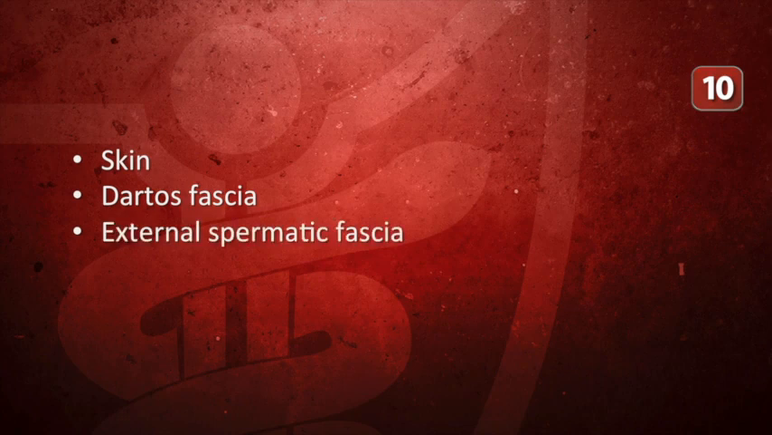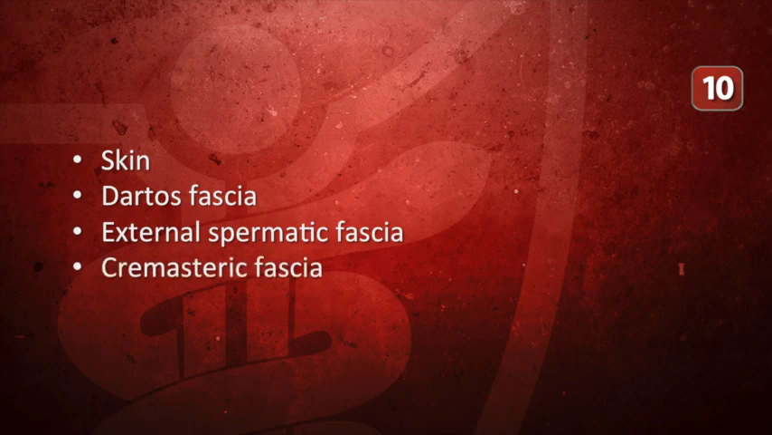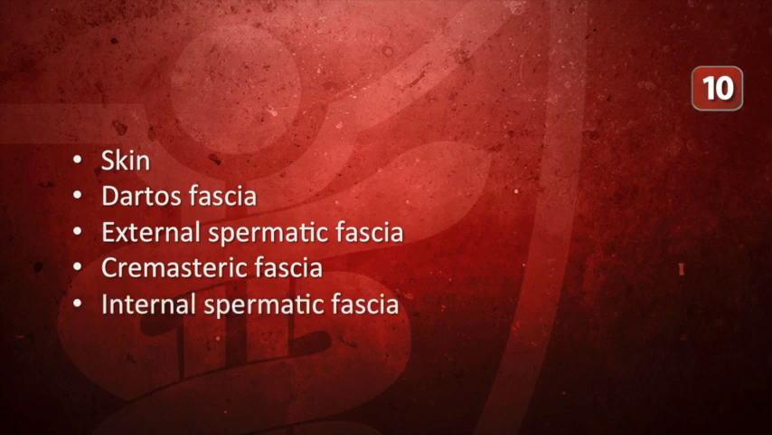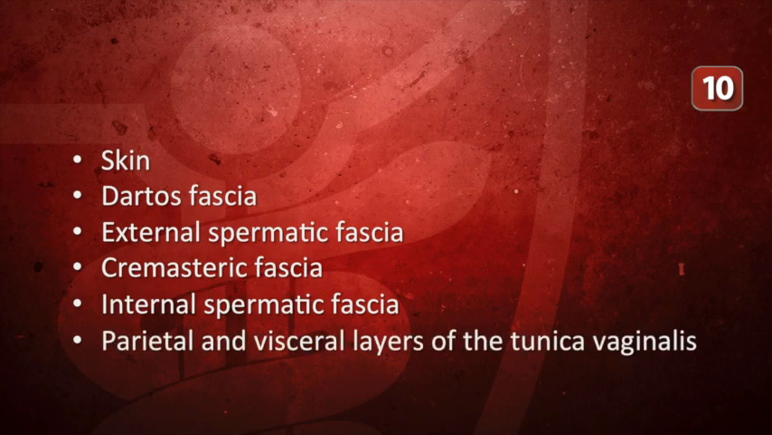To summarize the layers over the testis: skin, dartos fascia, external spermatic fascia from the external abdominal oblique, cremasteric fascia from the internal abdominal oblique, internal spermatic fascia from the transversalis fascia, and the parietal and visceral layers of the tunica vaginalis from the peritoneum via the processus vaginalis.